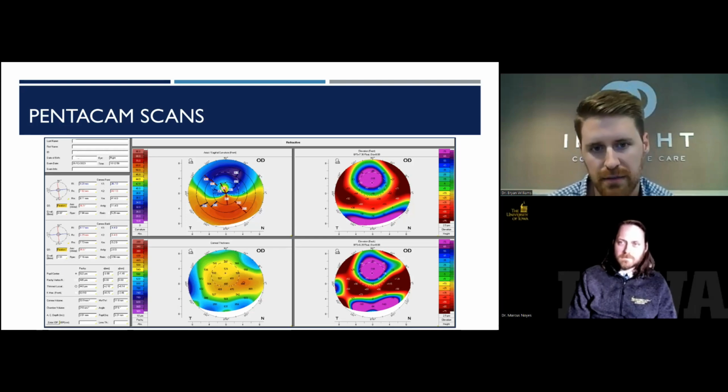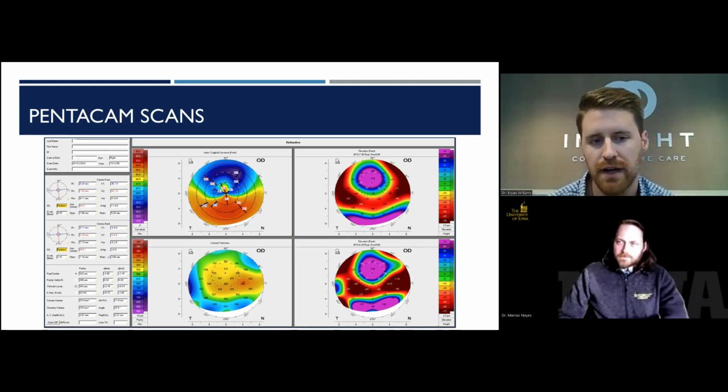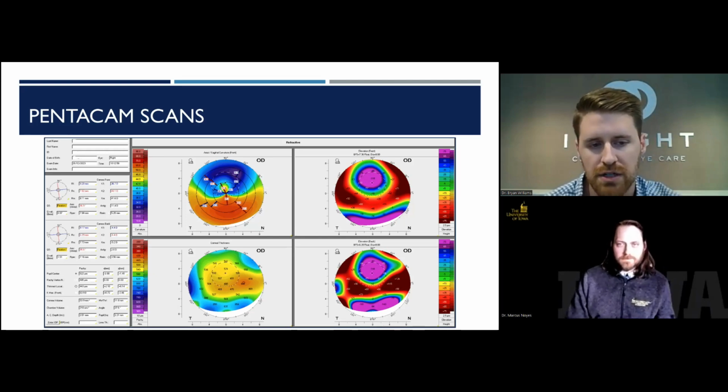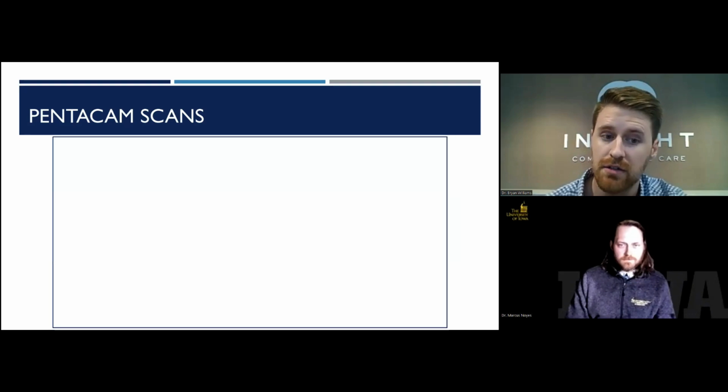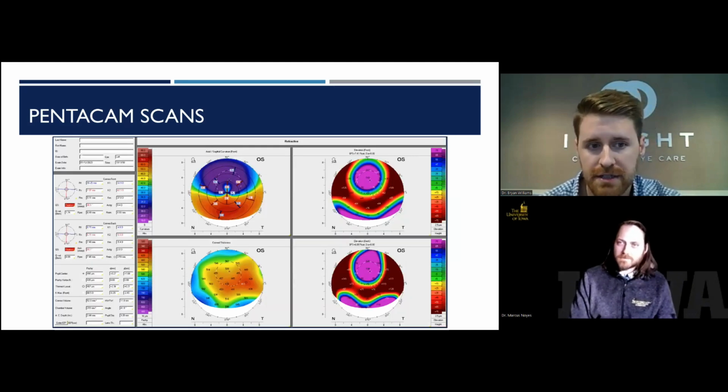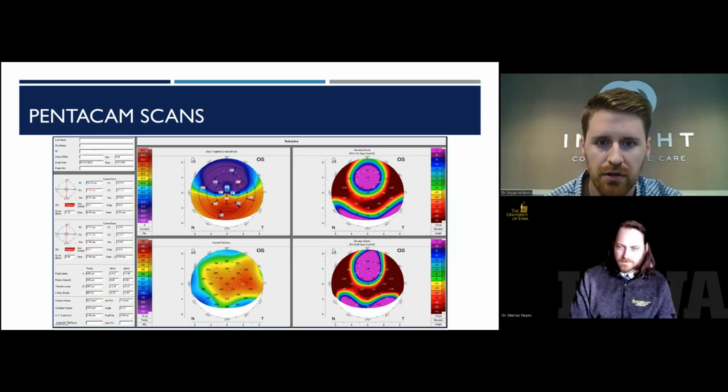You might refract them at 9 a.m. and then at 3 p.m., and you could have two very different prescriptions. So that's a really frustrating part about these that scleral lenses can really help with. You can see the left eye is very similar, with a little bit higher magnitude of the flat central component of the cornea, and then steepening in that inferior component.